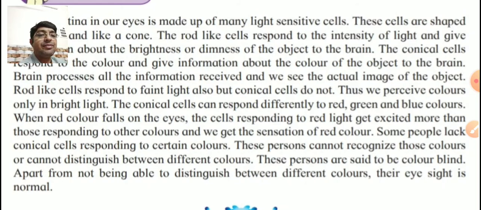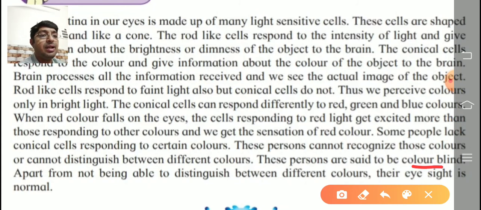When red color falls on the eyes, the cells responding to red light get excited more than those responding to other colors and we get the sensation of a red color. Some people lack conical cells, meaning these conical cells responding to certain colors are absent. These persons cannot recognize those colors or cannot distinguish between different colors. Such persons are said to be color blind.